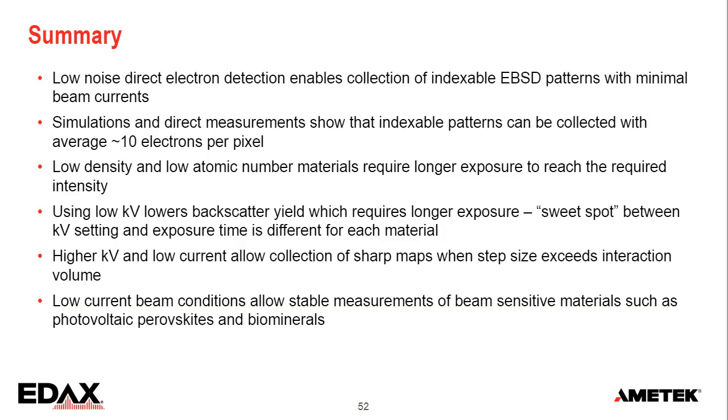When you have a material that is not sensitive, you can still go to a higher kV, but very low currents to get very sharp maps where the step size then really exceeds the interaction volume. You get very sharp interfaces between grains and structures. And when you have to use the low current beam conditions, you can get very stable measurements of beam sensitive materials like perovskites and biominerals.